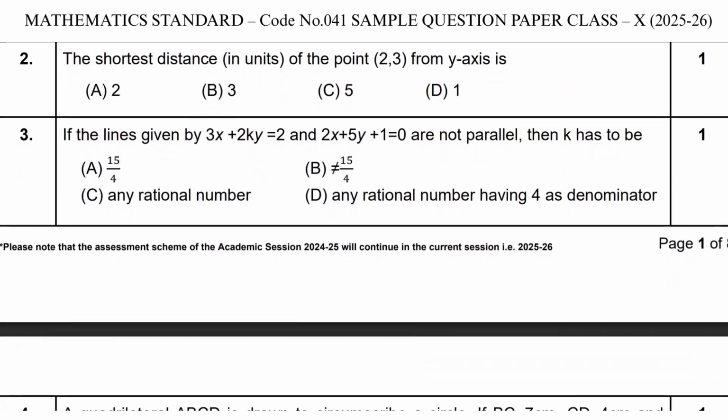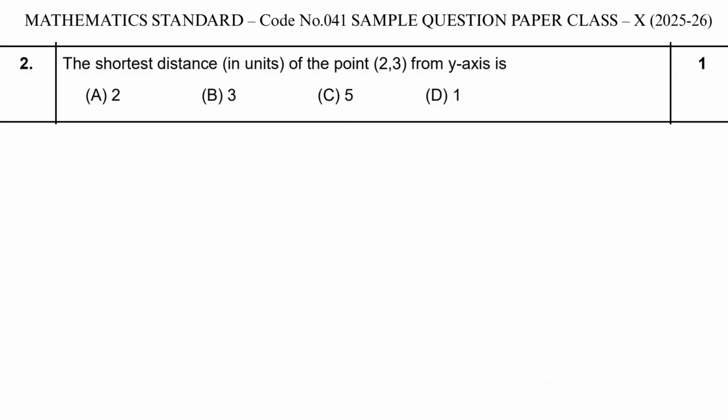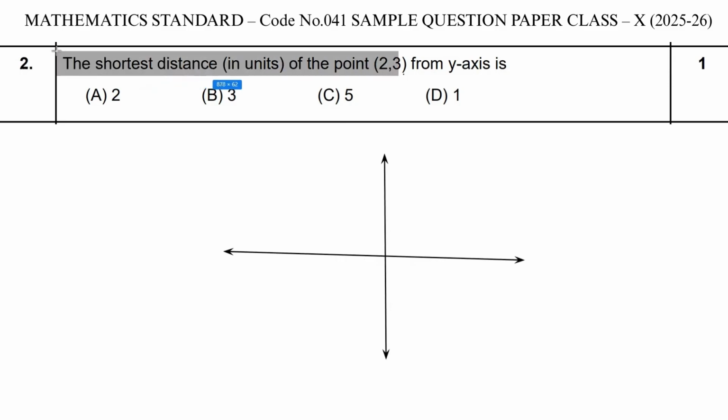Now coming to the second question. It says the shortest distance in units of this point from the y-axis. Whenever it comes to a question of coordinate geometry, always try making a rough sketch. The question says the shortest distance in units of the point 2, 3 from the y-axis. So we can take a rough point somewhere that is 2, 3. This is 1, 2, and this is 1, 2, 3. So this is the point 2, 3.